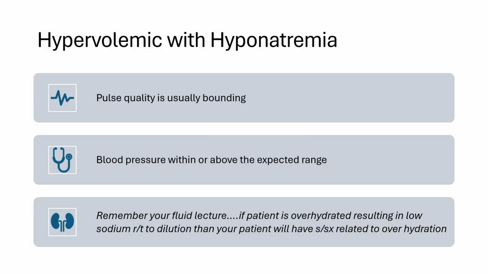Now, the next one is you're hypervolemic with hyponatremia. So this means that my blood is very dilated. I've got a lot of fluid, but very low sodium. So this is those ones that maybe I gave them too much of a hypotonic solution, and now I've got a patient that has very diluted blood. So for them, you're going to want to once again remember your fluid lecture.